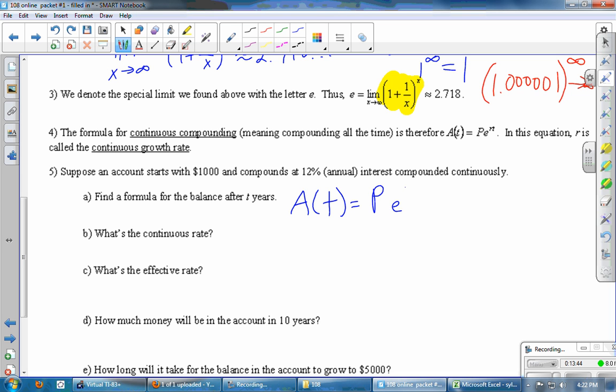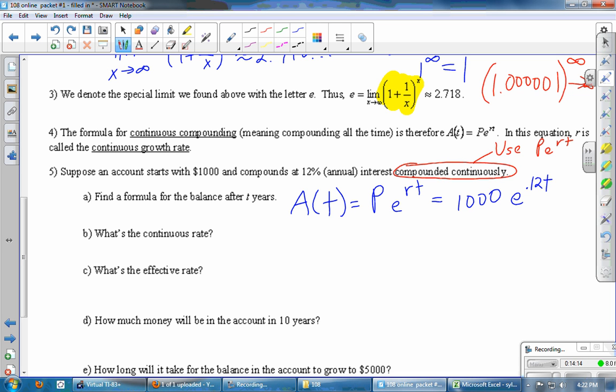PE to the RT is our formula. The only time we get to use that formula is when you see the word "continuously", compounded continuously. Use PERT. P is 1,000. E is just E. You don't replace it with anything. It's a number, about 2.718. R is 0.12, 12%. T is time. That's our formula.